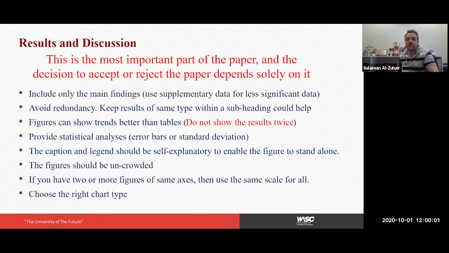If you have 2 or more figures with the same axis, then always use the same scale so that they can be compared. You cannot have a scale of 10 in one and 100 in the other. They both appear as increasing significantly, while the one with the 10 is not increasing as much as the one with the 100. So keep them at the same scale, and that shows the difference between the two easily, visually. Because if you're going to present a graph, you need a visual effect. If you lose the visual effect, what's the use of the graph?